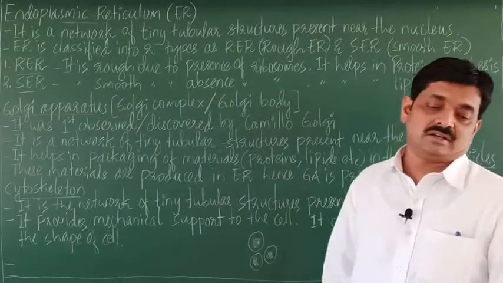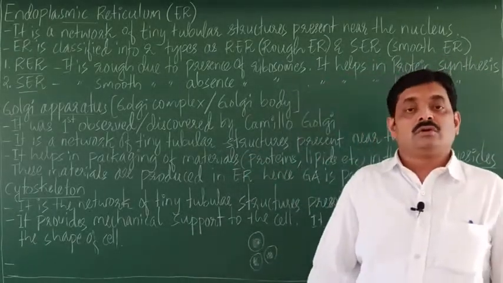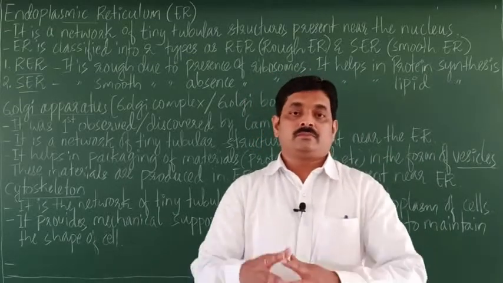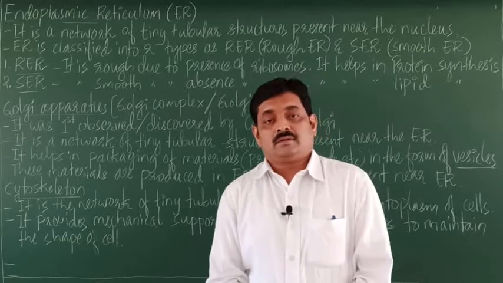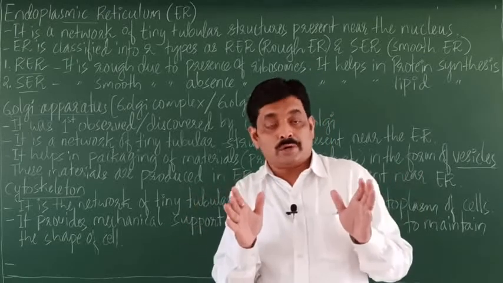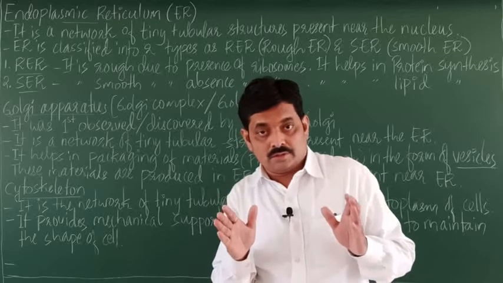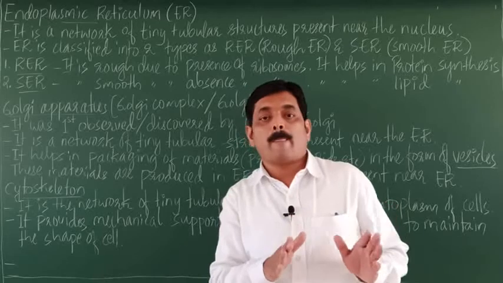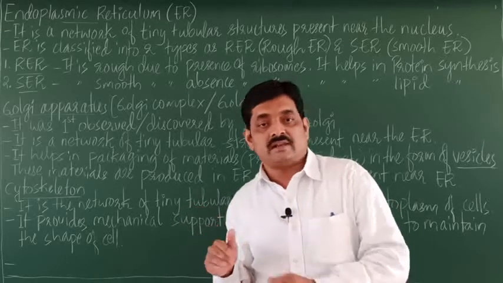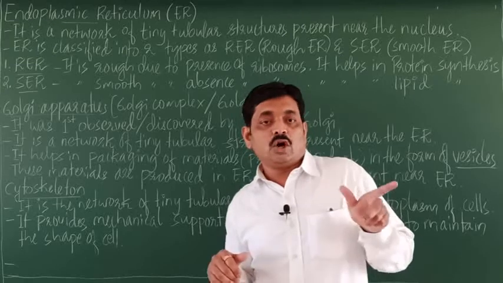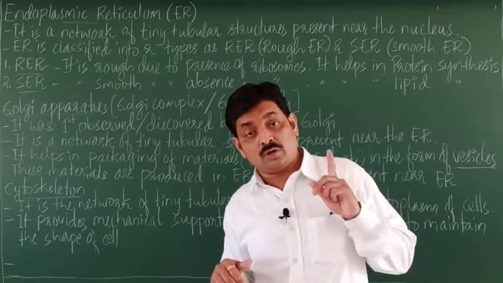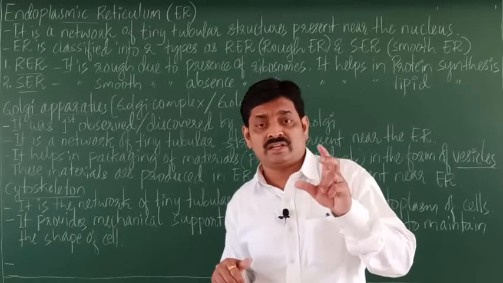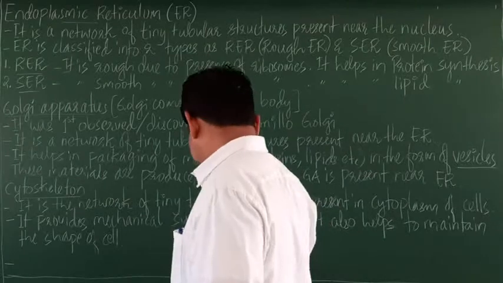The next we will consider the cytoskeleton. Now what is this cytoskeleton? So we will divide this word into two parts: cyto and skeleton. The meaning of cyto is cell. Right? Here cyto indicates cytology.